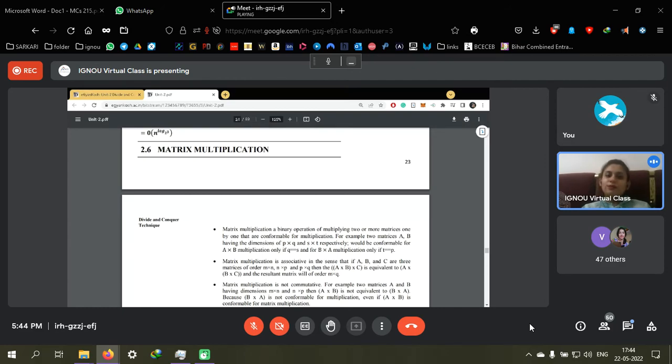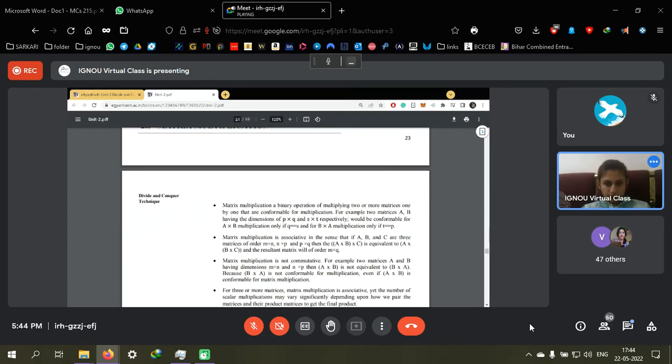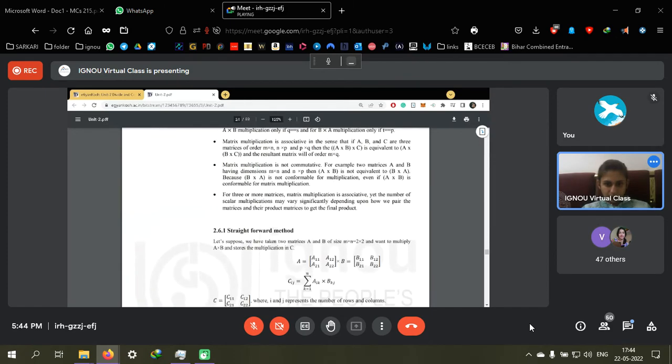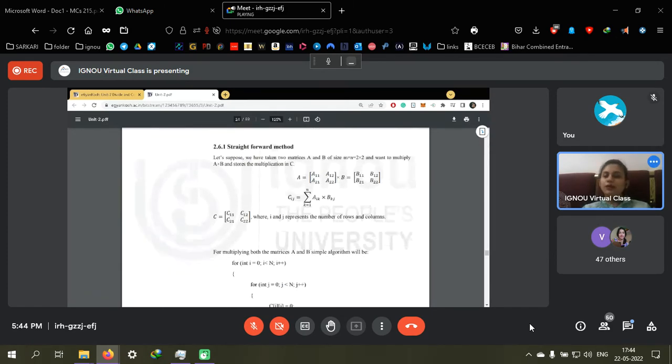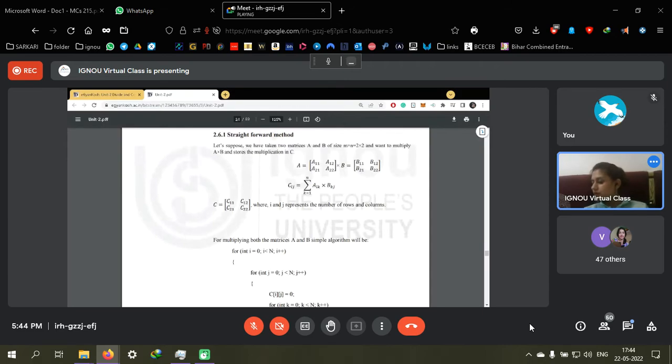Now the next is matrix multiplication. What is the rule to multiply two matrices? What is the rule to add two matrices?